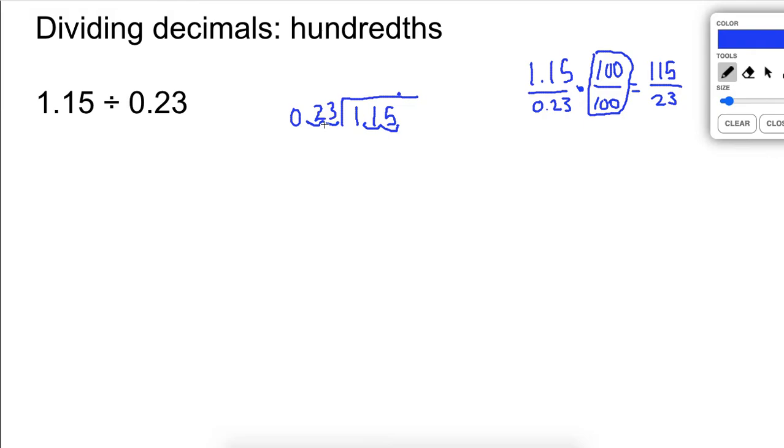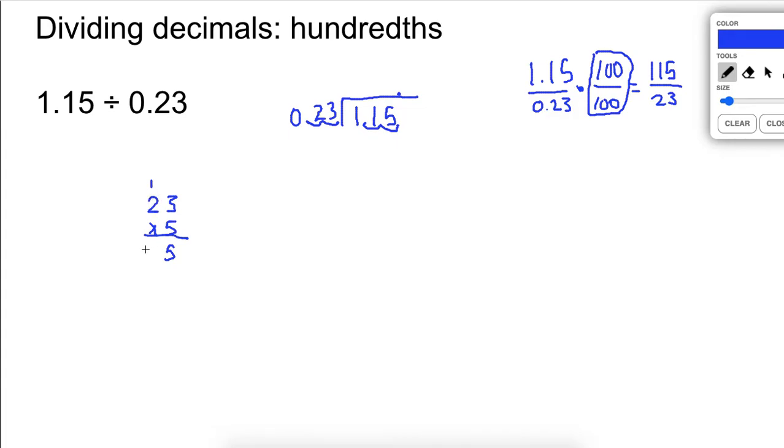So we ask, how many times does 23 go into 115? I know if this was 20, it would go into 100 about 5 times, so I'm going to use that as my estimate. So I'm going to take 23 times 5 and see where we end up. 5 times 3 is 15. Put down the 5, carry the 1. 5 times 2 is 10.